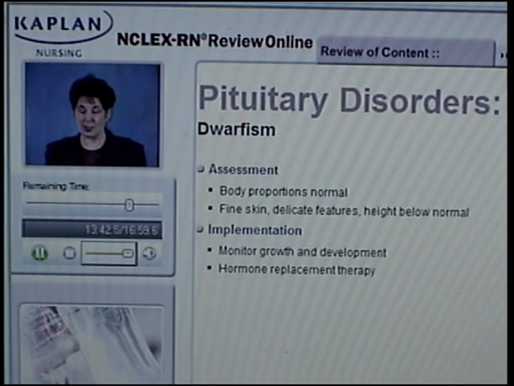Implementation, you want to monitor growth and development, again, as they progress through. They use hormone replacement therapy, and what they use is human growth hormone, also thyroid hormone, and testosterone. So again, you want to teach the patient and the parents in many cases, because this is diagnosed early, about the medications and how and when they should be taken.